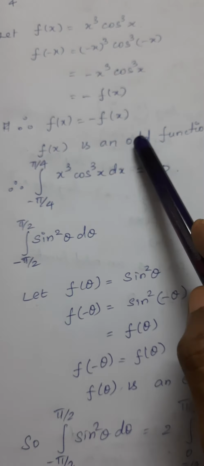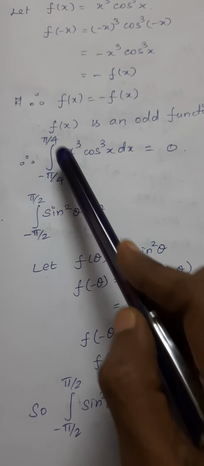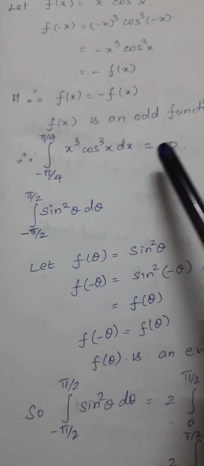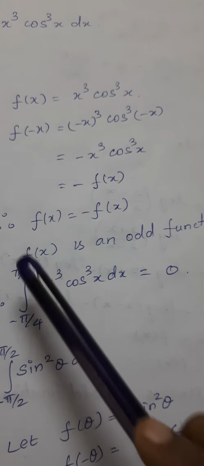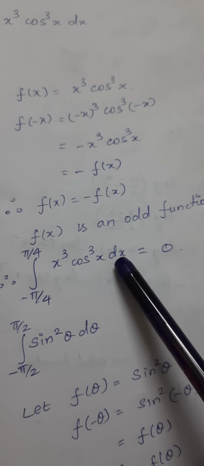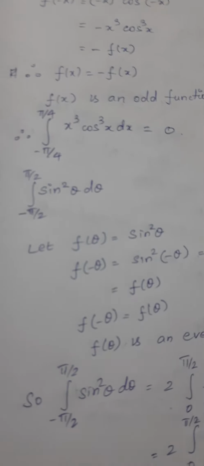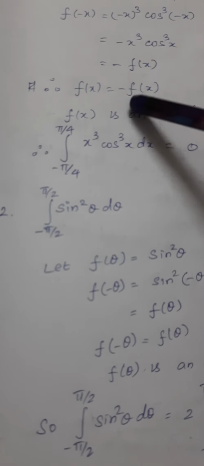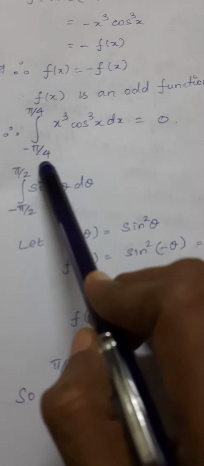If f of x is an odd function, then integral minus a to a f of x dx is equal to 0. That is the property. So integral minus pi by 4 to pi by 4 x cube cos cube x dx is equal to 0 is the answer. Okay. So next one, see here we did for odd function. Now we are going to do for even function.